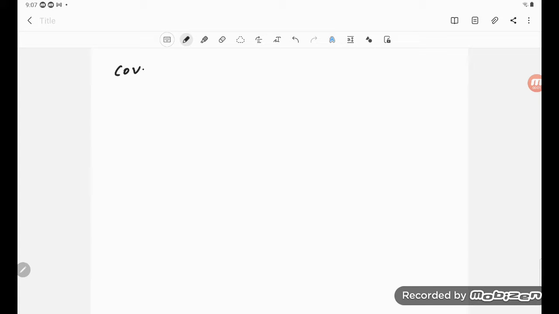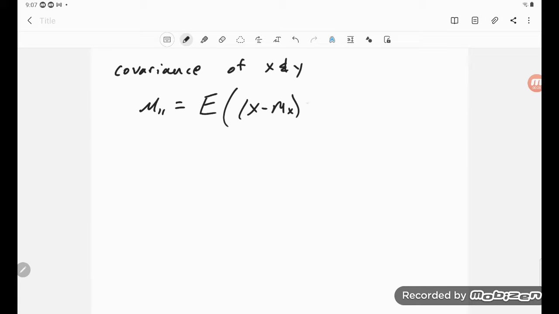Okay, let's look at covariance of x and y. So covariance is just defined as mu 1,1. Again, the mu's in this textbook are the central moments. So this is the expected value of (x minus mx) times (y minus my).